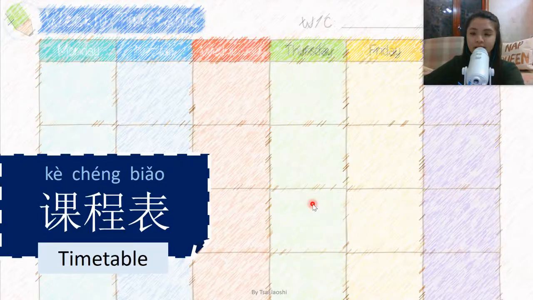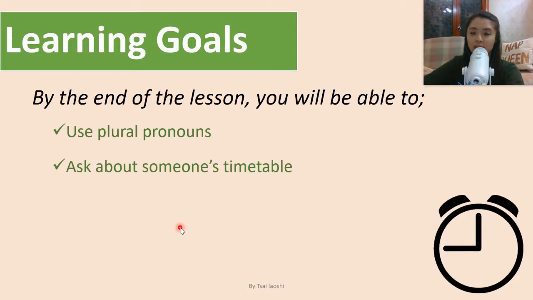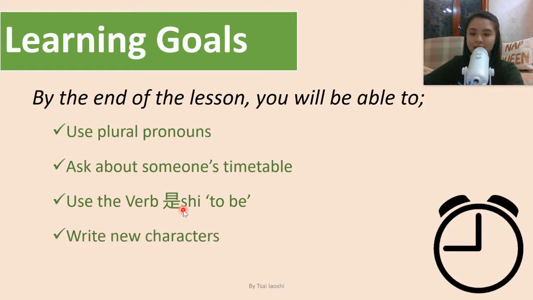你好, today's lesson we are going to talk about 课程表, timetable. So our learning goal today is, by the end of this lesson, you will be able to use the plural pronouns, ask about someone's timetable, use the verb 是, which means to be, and write some new Chinese characters.